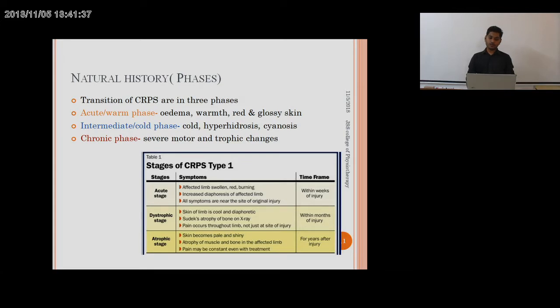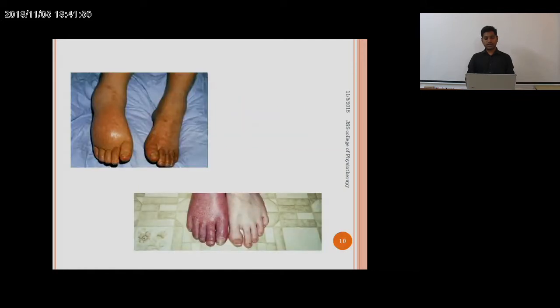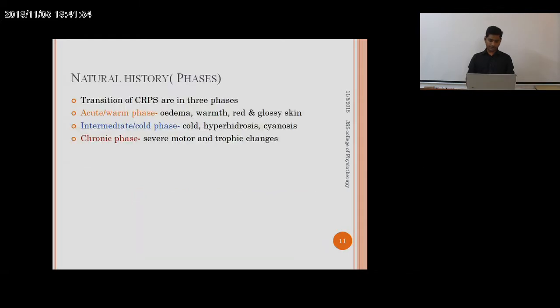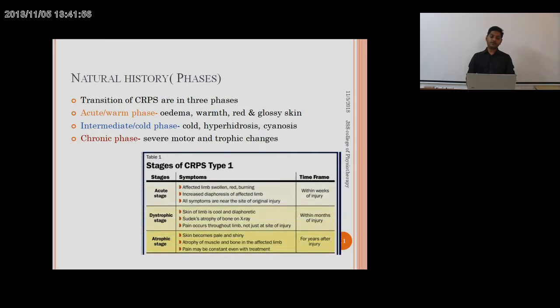The first phase is the acute or warm phase, the second phase is the intermediate or cold phase, and the third phase is the chronic phase. In the acute or warm phase, edema and warm, red and glossy skin are prevalent, and this was seen in the second picture where there is edema as well as red and glossy discoloration. And in the intermediate phase, cold, hyperhidrosis and cyanosis are prevalent, and we can see bluish discoloration of either the upper limb or lower limb. And in the chronic phase, there will be severe motor and trophic changes.